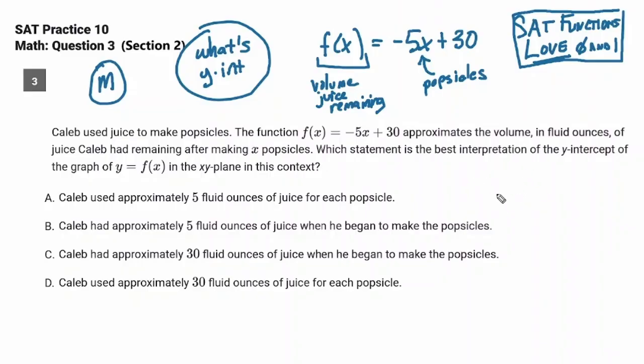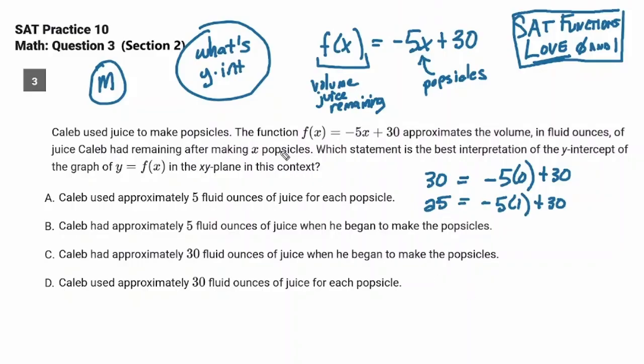Let's plug in 0. So if we plug in 0 for x, we're going to get negative 5 times 0 plus 30. And let's just run it. So it's negative 5 times 0, that's 0, plus 30, that's 30. So we get 30 juice remaining when we do 0 popsicles. Want to run it again? Let's try it with 1. Negative 5 times 1 plus 30. Negative 5 times 1 is negative 5, plus 30, that's 25. So what happened here? If we do 1 popsicle, we have 25 juice remaining.